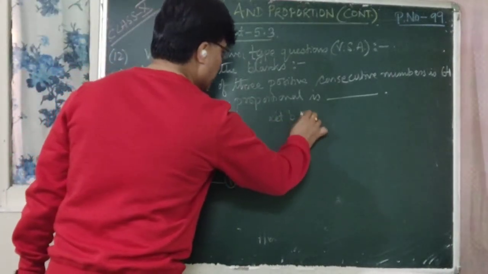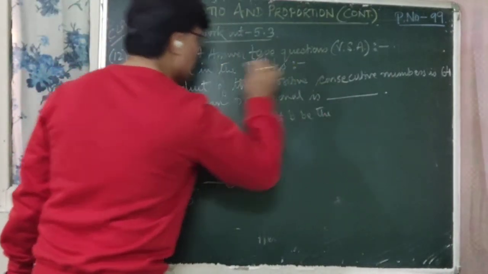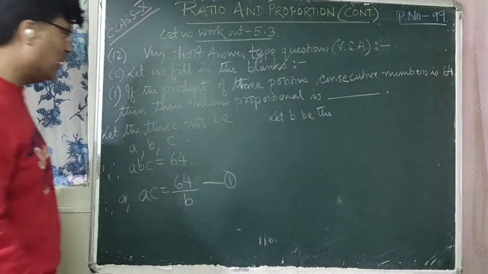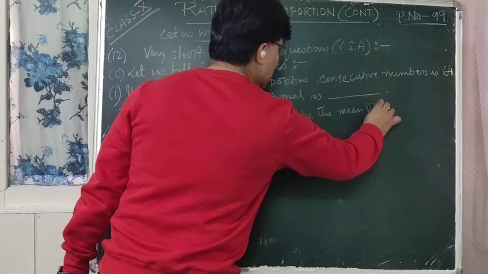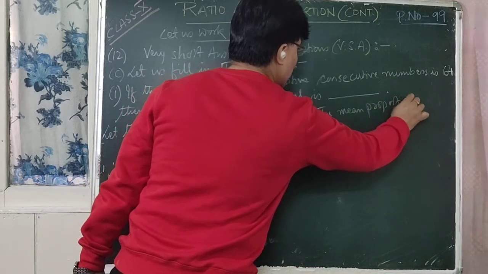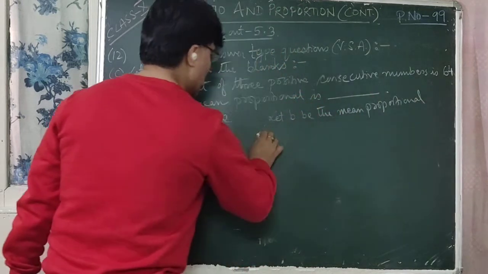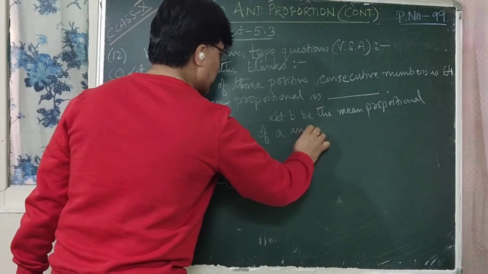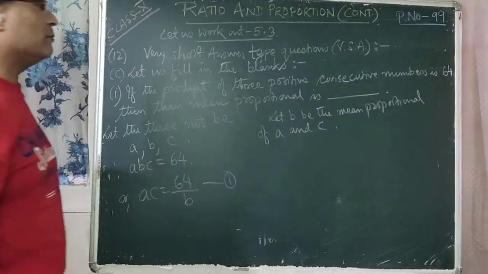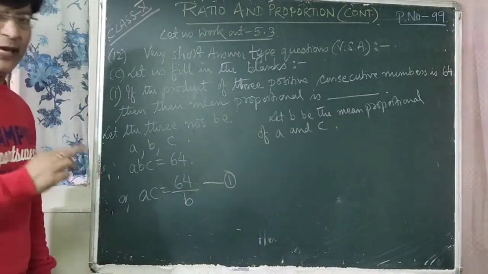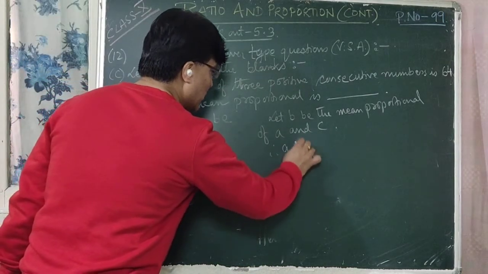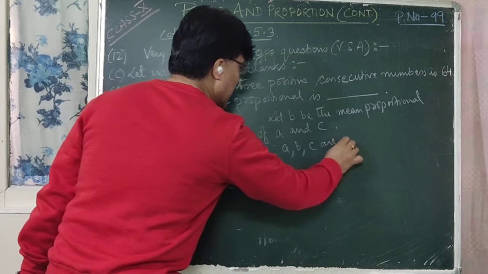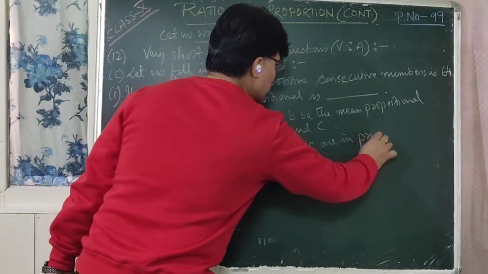Let B be the mean proportional of A and C. That means what can you write? Therefore, A, B, C are in proportion.